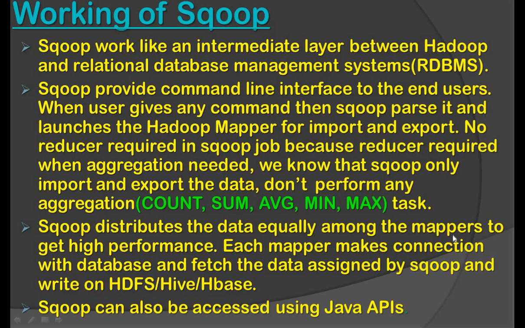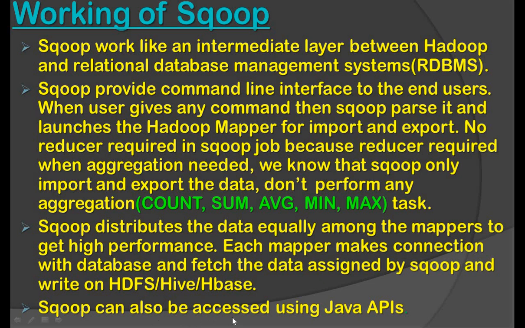Sqoop uses 4 mappers by default, and when it performs any import or export operation, it distributes the data equally among the 4 mappers. And why does it distribute? For getting high performance. So each mapper gets a connection with the database and performs its job. Let's see the next point.